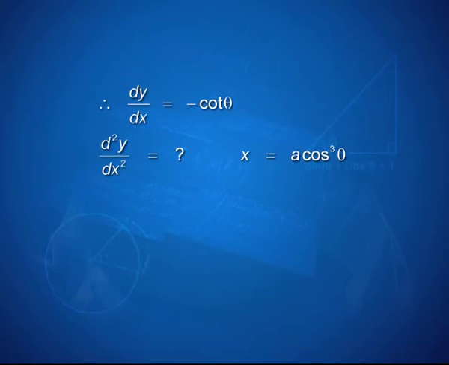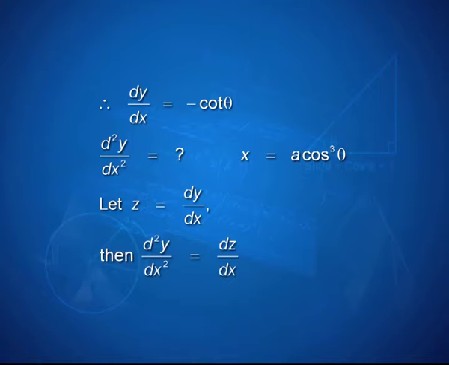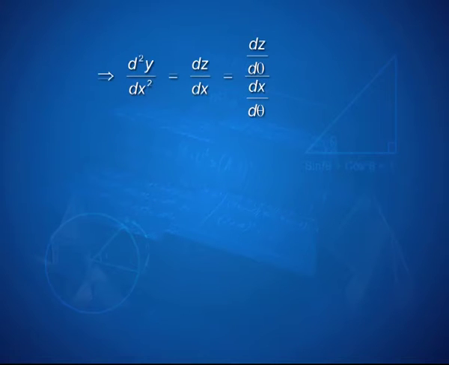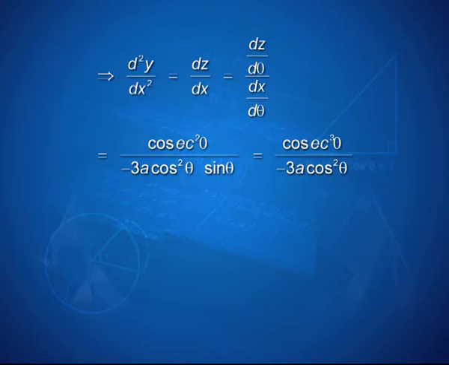So, what I can do is take z as dy by dx, so that d2y by dx square becomes dz by dx. Z is a function of theta, x is a function of theta. Therefore, dz by dx is dz by d theta divided by dx by d theta using the derivative of parametric functions, which results in nothing but cosec square theta, the derivative of minus cot theta, and the derivative of a cos cube theta in the denominator. It simplifies to cosec cube theta divided by negative 3a cos square theta.